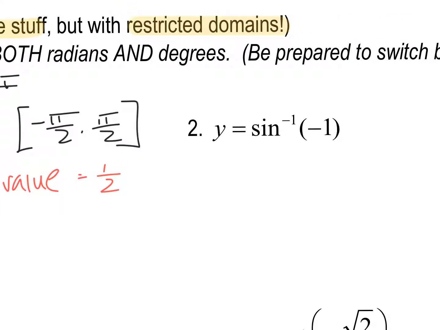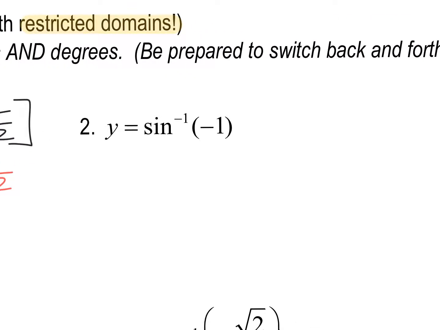Let's do a couple more. All right, this one, the inverse sine of -1. Remember, that's the y value of -1. So thinking of the unit circle, I'm only allowed to go this direction or this direction, and the y value is -1 right there.